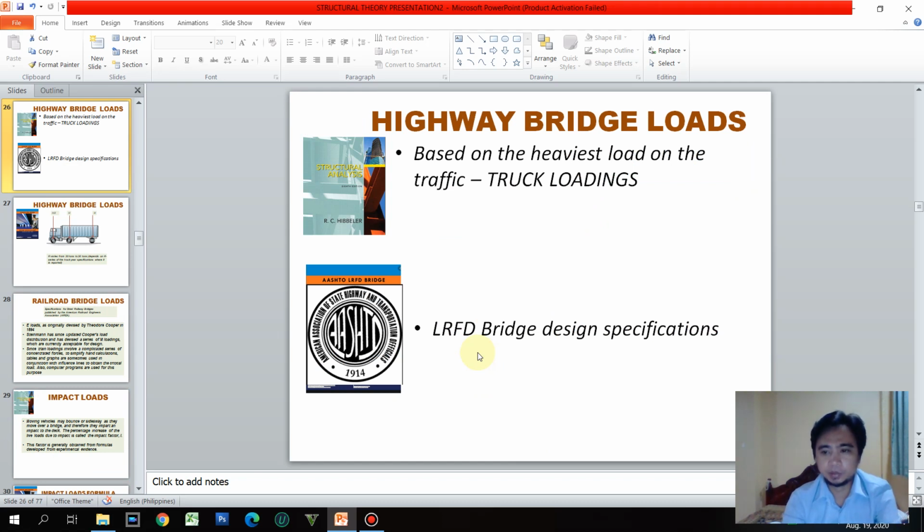So next, we proceed to highway bridge loads. There are criteria based on the heaviest truck load on the traffic. So what is the heaviest on the traffic? It is truck loadings. For design specification, we just refer to the ASCE LRFD bridge design specification.